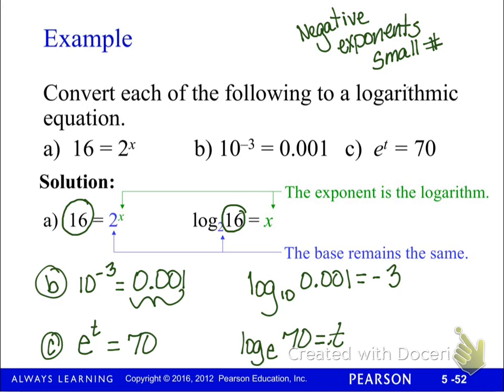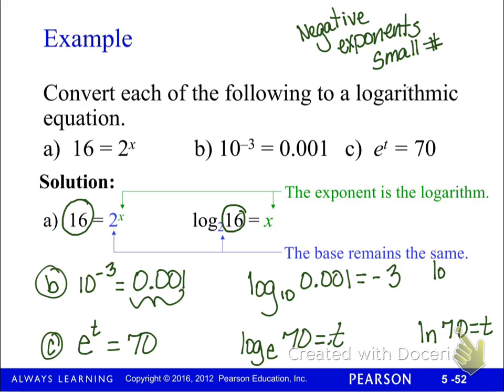Now, I do want to take just a minute. On your calculator, you may see something called a natural log. When you are dealing with a natural log, it just means base e. So I could write log base e of 70 equals t. I could write the natural log of 70 equals t. They mean the same thing. So anytime that you start dealing with base e, you can look at it as the natural log.